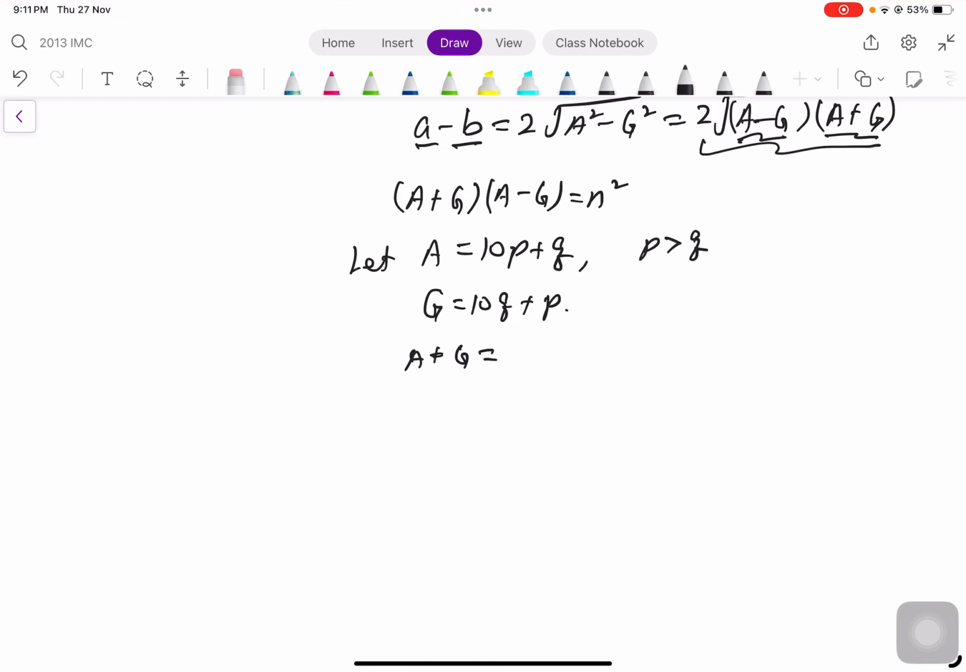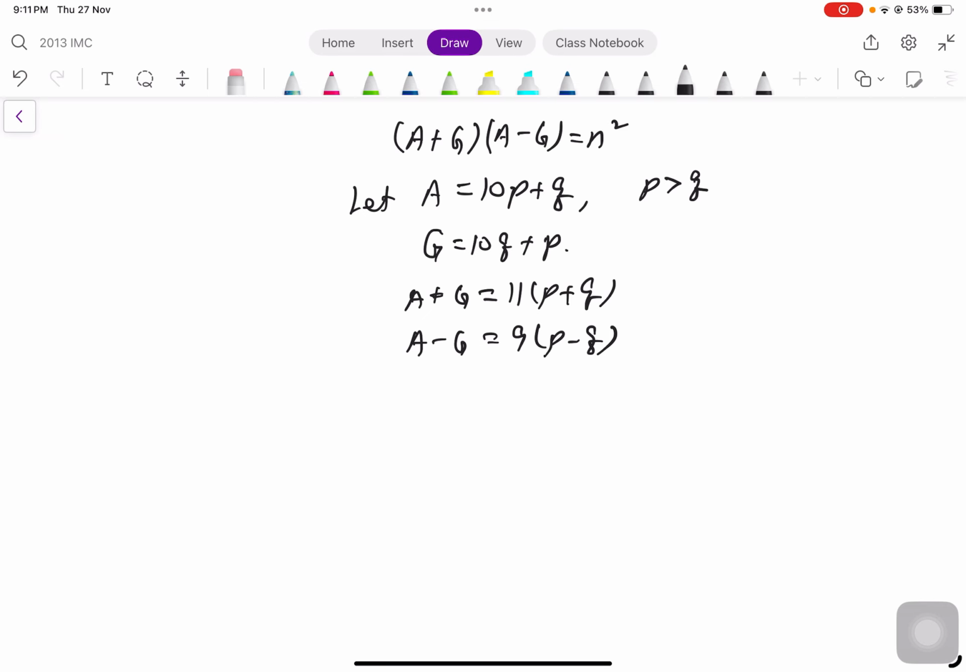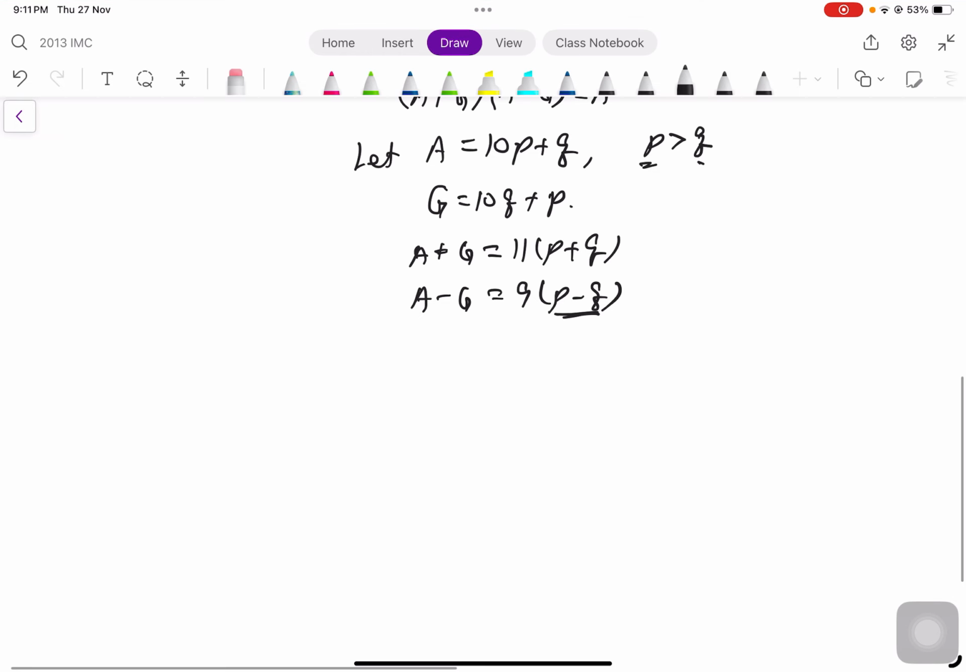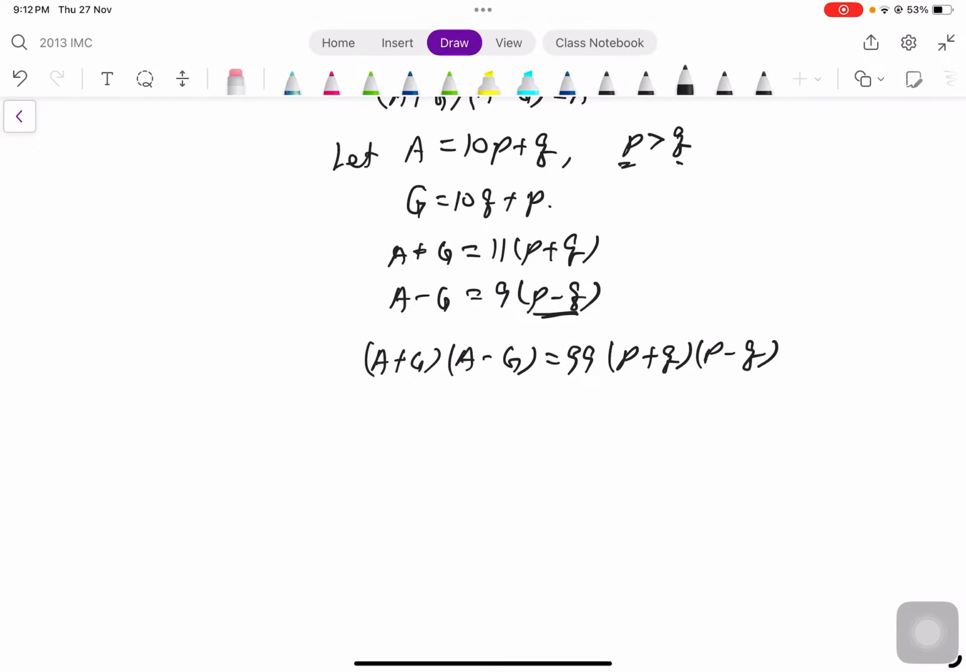Then a plus g will be, you add together, you get 11 times (p plus q). And then a minus g, you end up with 9 times (p minus q). Therefore, the reason why we assume p is greater than q is because of this, so that it is a positive integer. Therefore a plus g multiplied by a minus g is equal to 99 times (p plus q) times (p minus q).